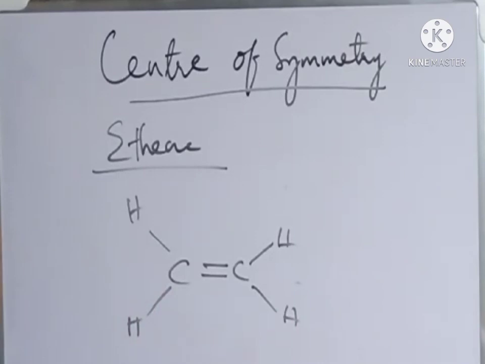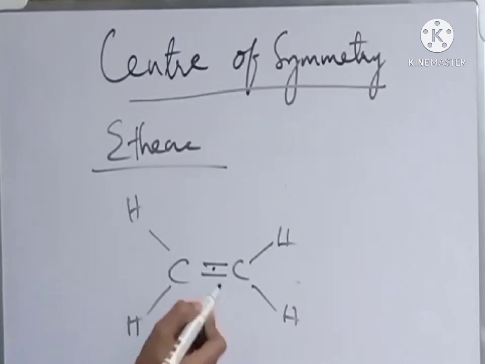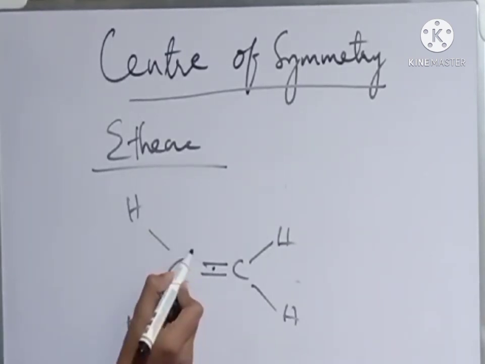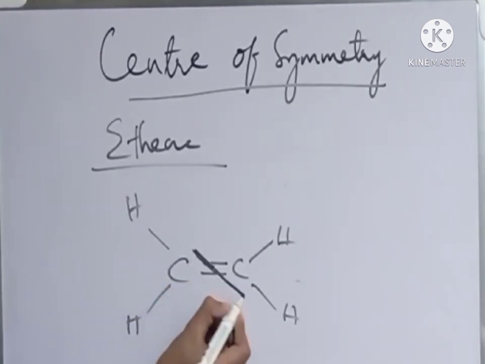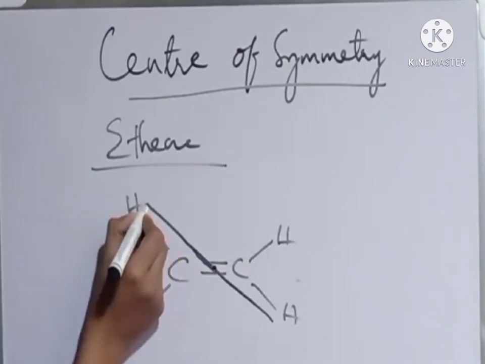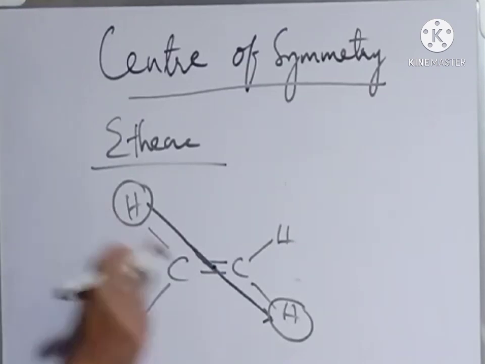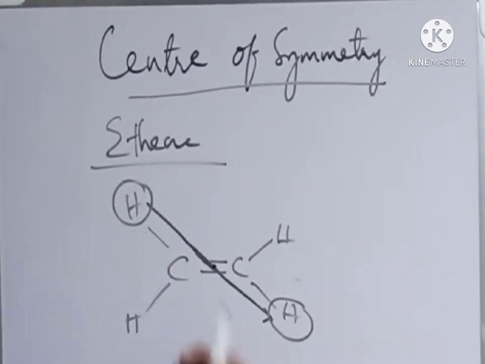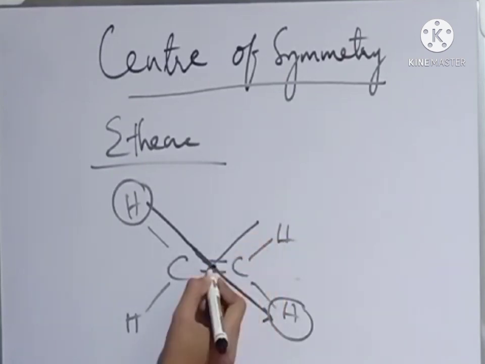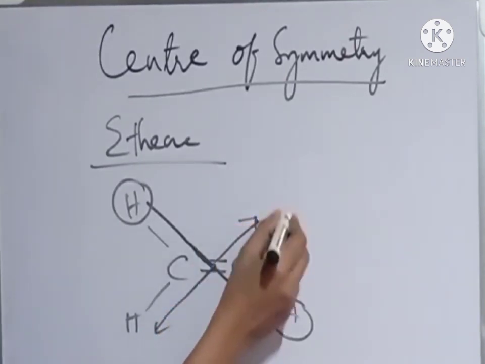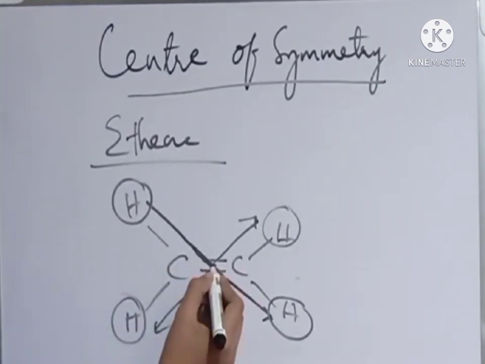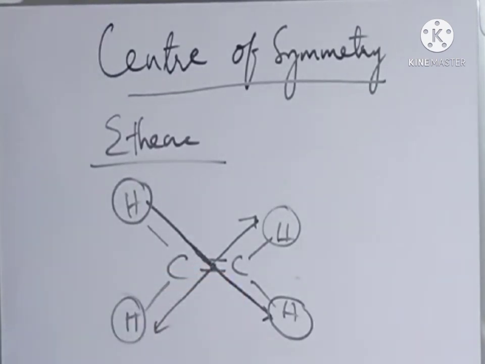If you consider an imaginary point at the center of the double bond, and if we draw a line passing through this point, at equal distance from this point in opposite direction, we can meet two hydrogens. That is, these two hydrogens are identical. Same way, here also, we can meet two identical groups in opposite direction at equal distance from this point. So, this molecule has a center of symmetry.